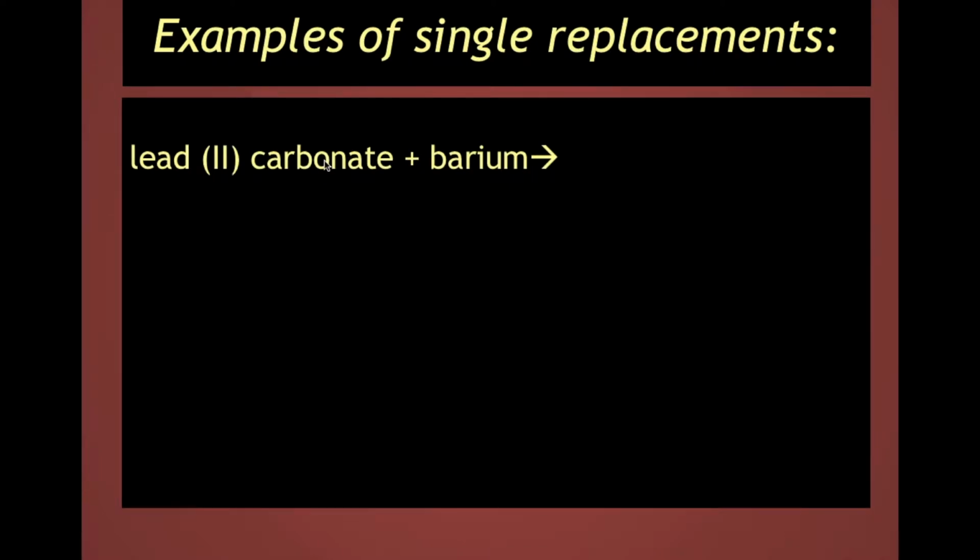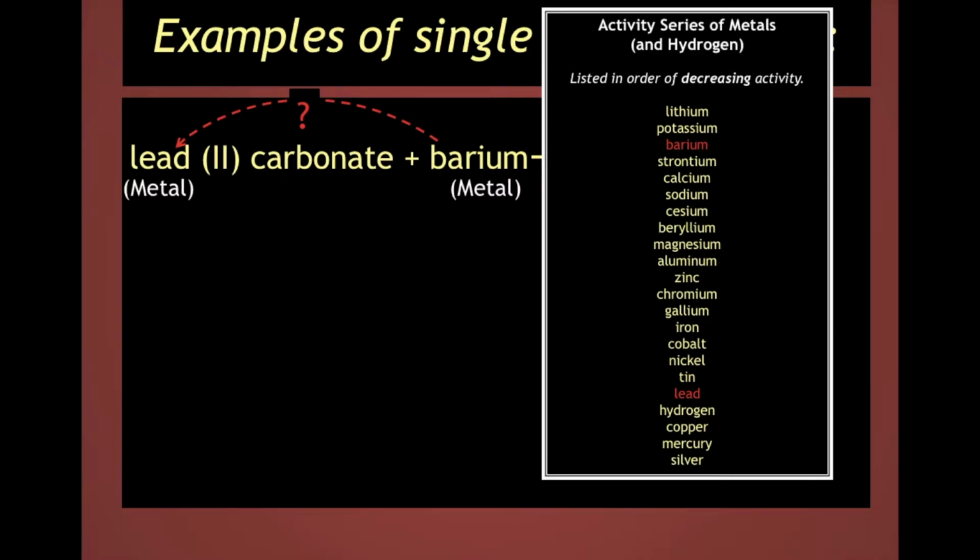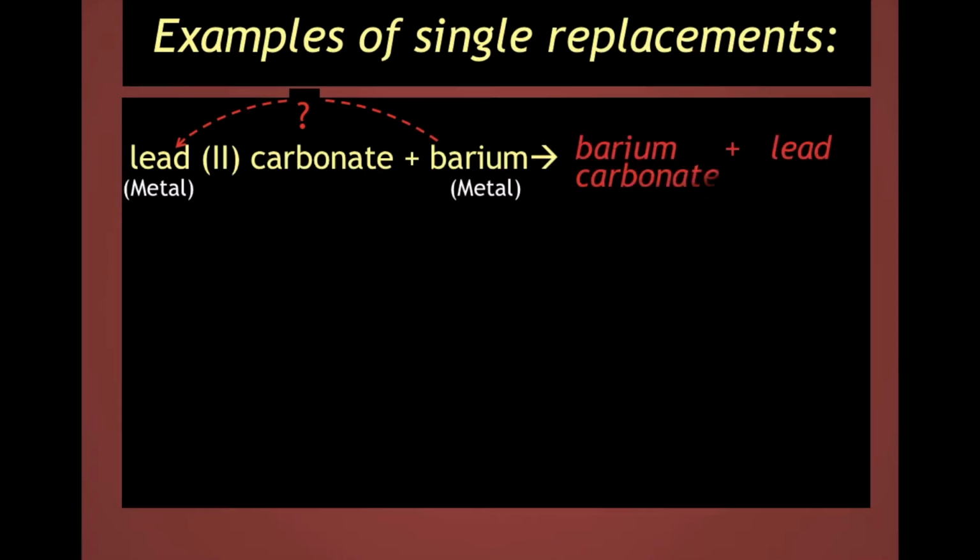So another example, we have lead carbonate plus barium. Lead and barium are both metals, and we're going to see if barium is higher than lead. If barium is higher than lead, it will replace lead and become part of the compound, and lead will be alone. Barium is pretty high on the activity series of metals, and lead will be down here. So yes, barium will definitely take the place of lead, and it will become barium carbonate plus lead.